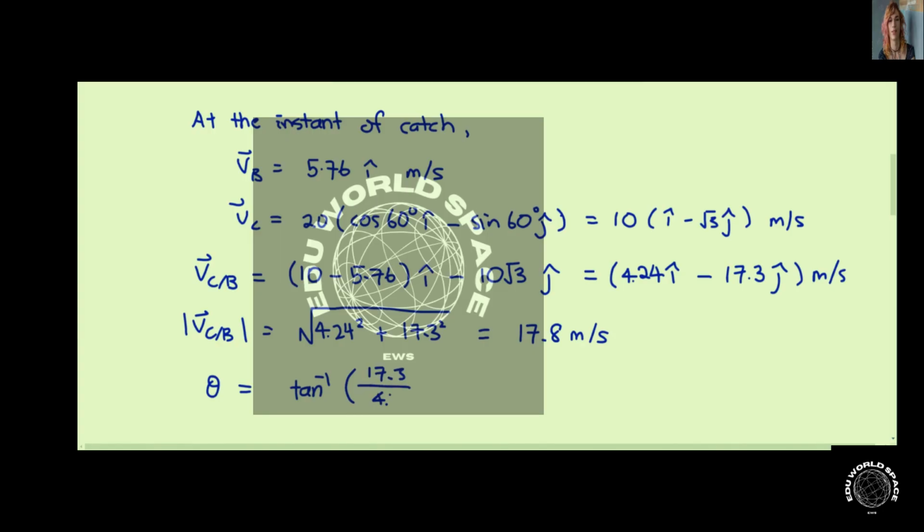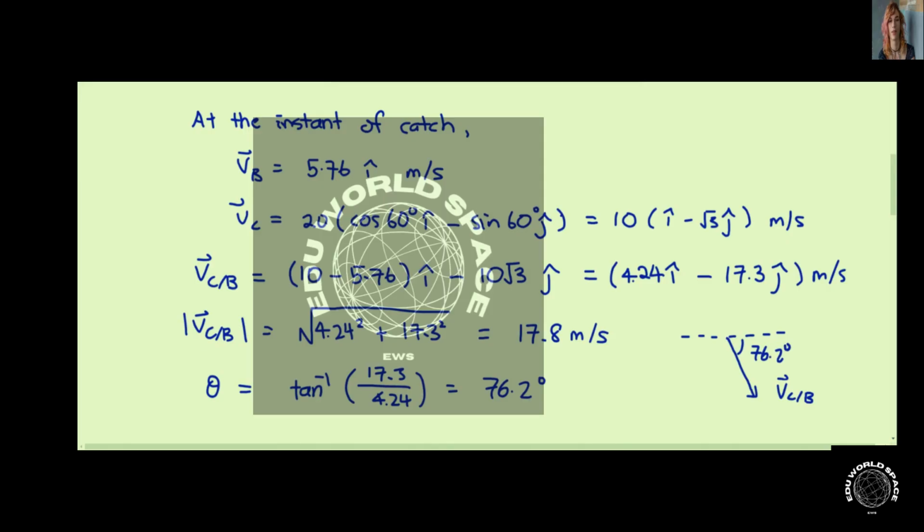Okay, so this is how the relative velocity vector looks like. Okay, so velocity of C relative to B. Okay, this is 76.2 degrees. So magnitude of the relative velocity and the direction.